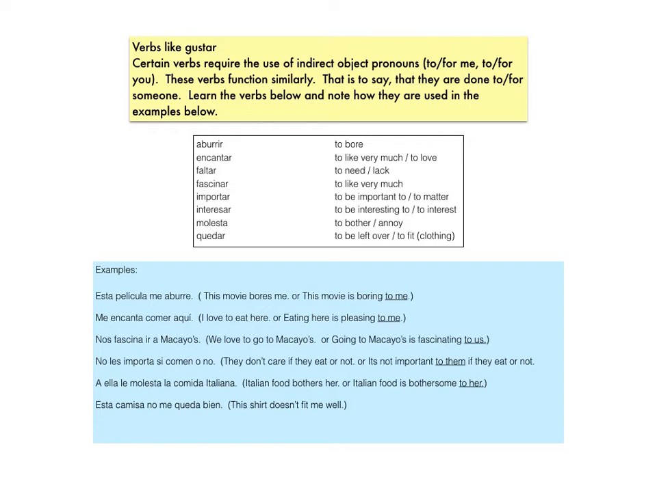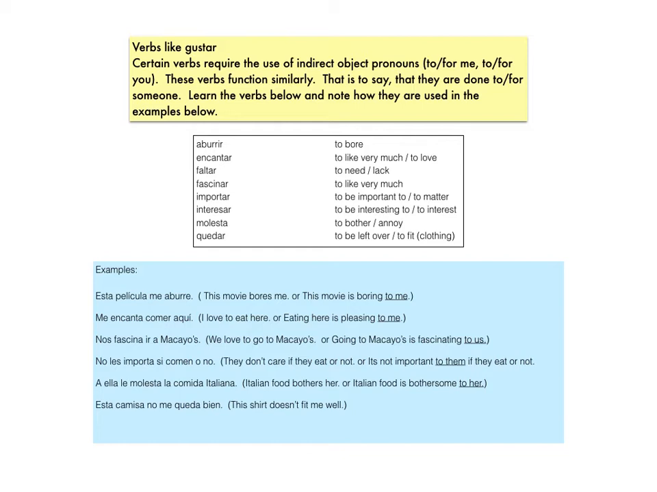Encantar means to like something, so you would say that something, for example, is pleasing to me or very pleasing to me. Faltar is also used with indirect object pronouns. So you would say that something is lacking to you. Fascinar is a lot more similar to what we have in English. So fascinar is to like something very much. So you would say it is fascinating to me.